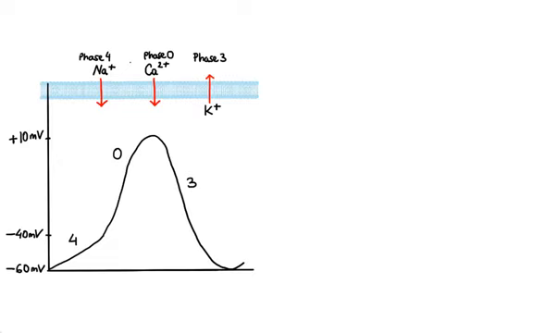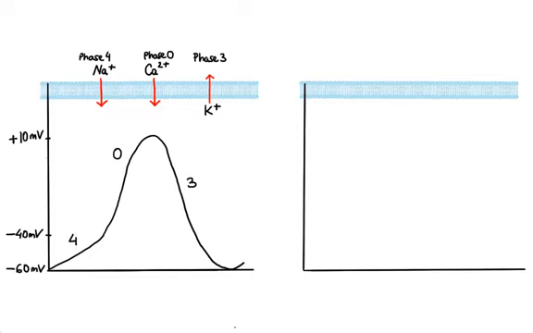Okay, so now let's take a look at the action potential of the cardiac muscle cells. Unlike pacemaker cells, the cardiac muscle cells have a resting membrane potential of about negative 90 mV due to the constant outward leak of potassium through the inward rectifier channels.